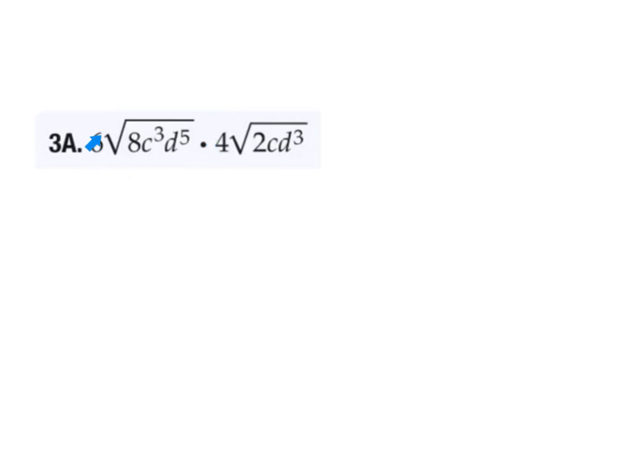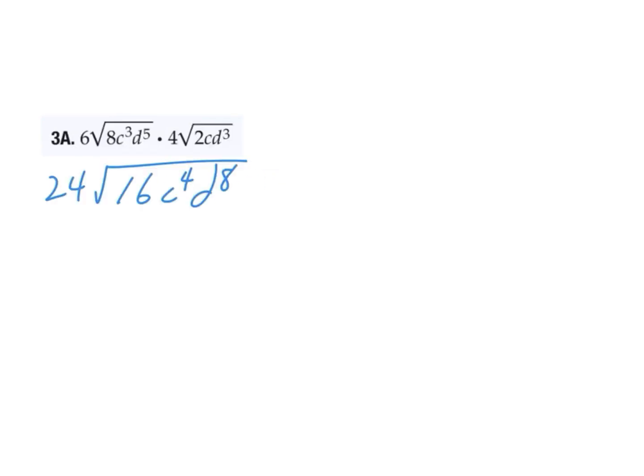So, of course, 6 times 4 is 24. Now, everything else under the radicals, I can multiply together. C to the third times C, D to the fifth times D to the third, 8 times 2. Okay, and that's where that gets me. So I got 24 on the outside. Square root of 16, C to the fourth, D to the eighth. So here's an example. Multiplying together makes this problem easier.